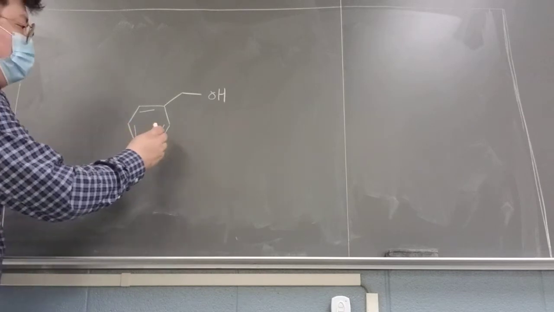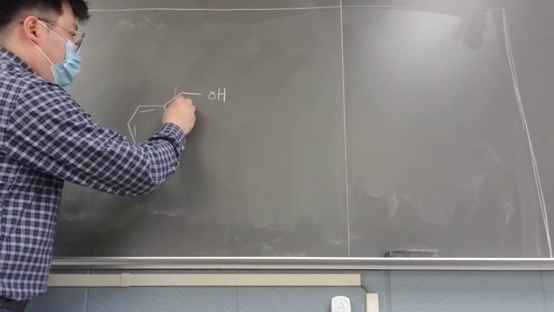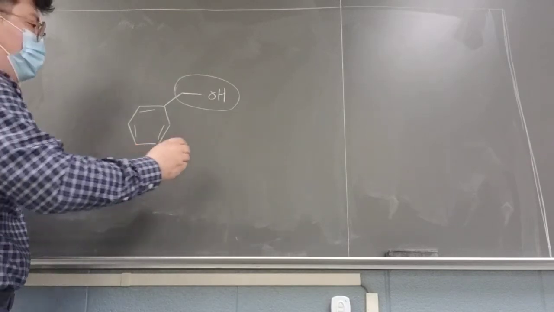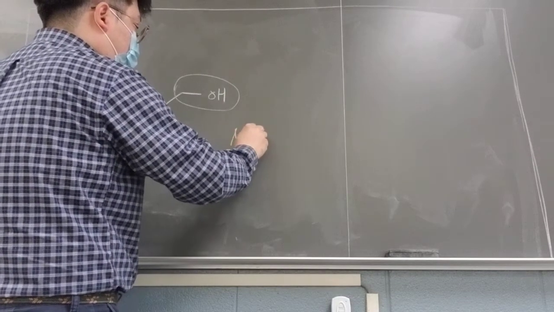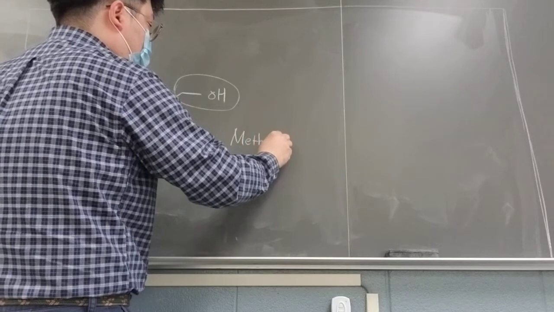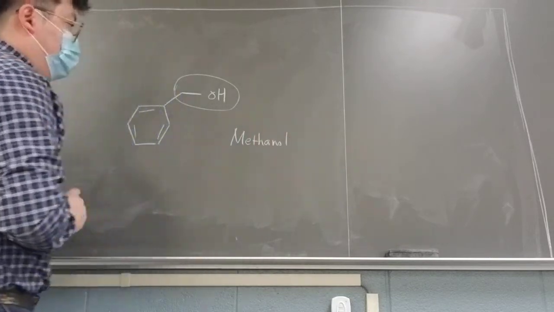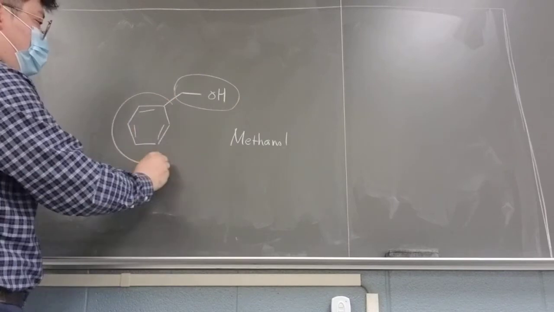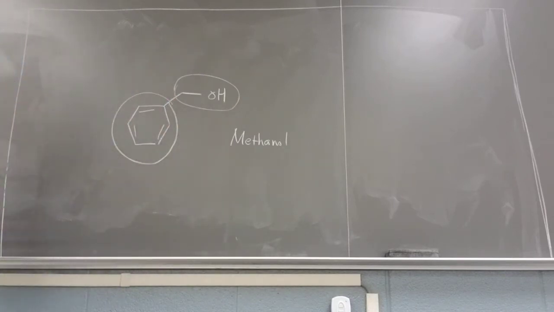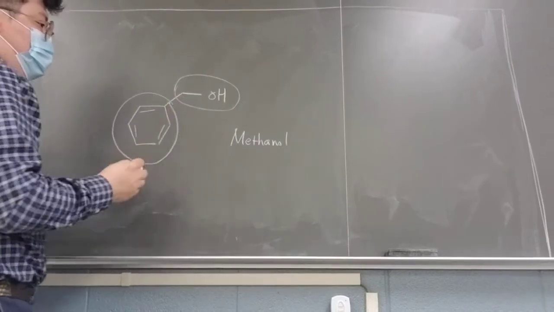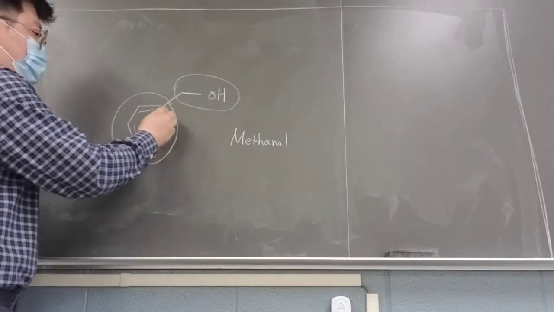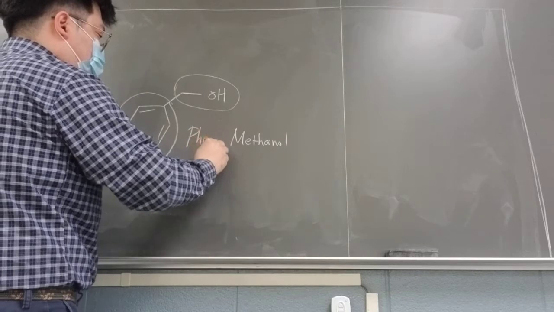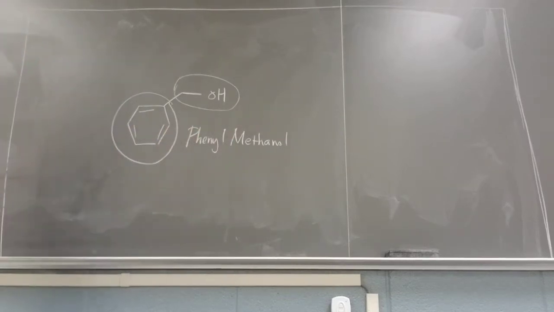So this one is kind of funny because you have a very short alkyl group with the hydroxy group here, which is your methanol, right? So you can actually see this one as an additional group, the substituent group on your base, which is very short. So you can have phenyl methanol over here.